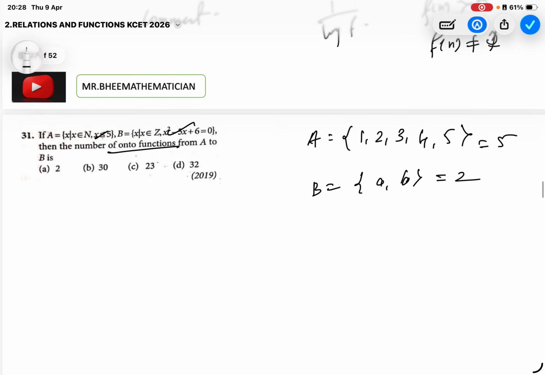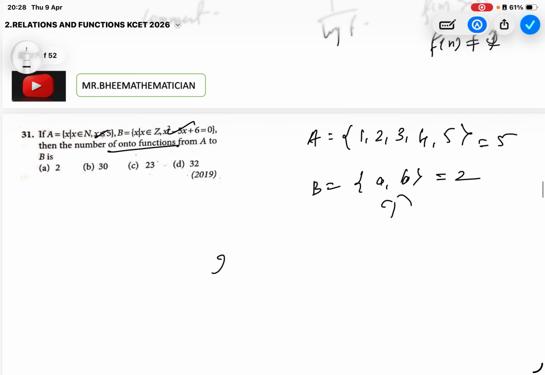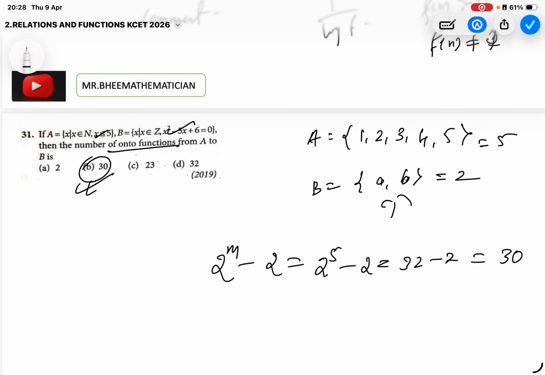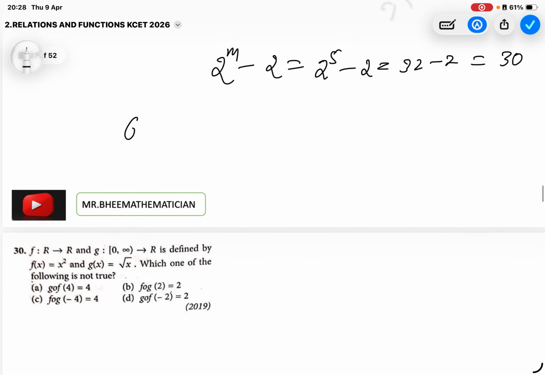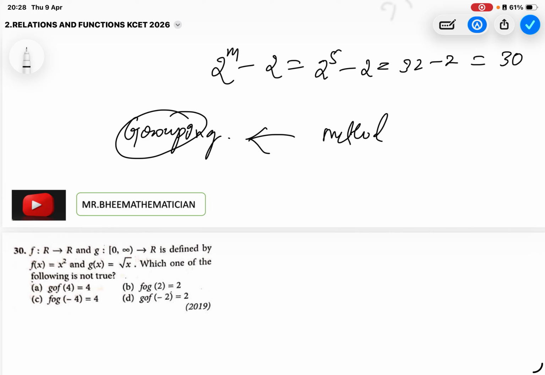If the second set contains only two elements, the formula is 2 to the power m minus 2. So 2 to the power 5 minus 2, 32 minus 2, it becomes 30. Use that formula, otherwise it is the grouping method. There is a 5-minute video where you can see what the grouping method is to find onto functions.